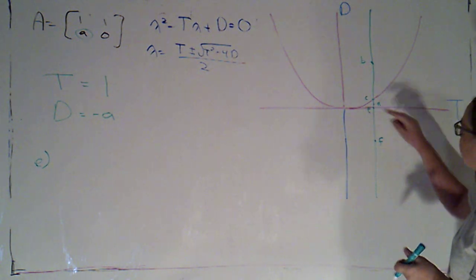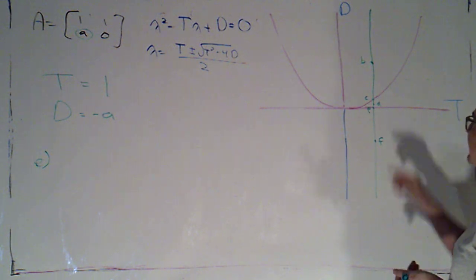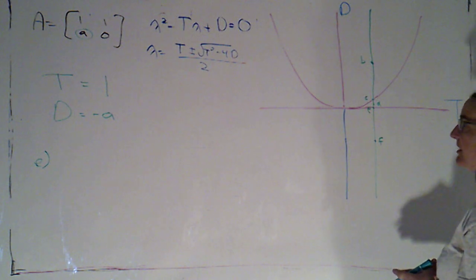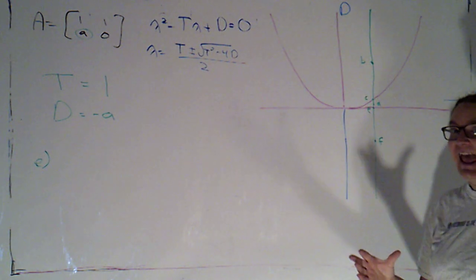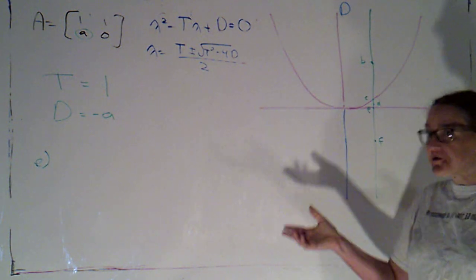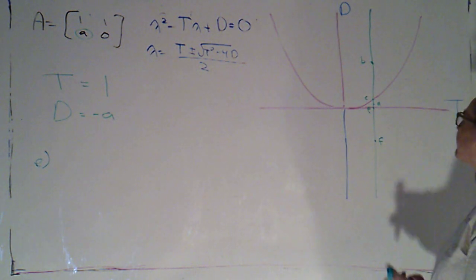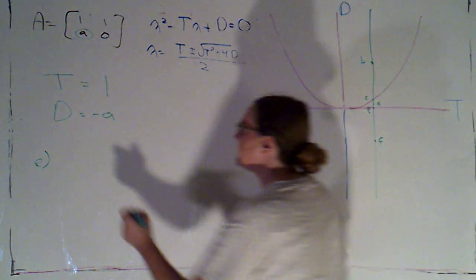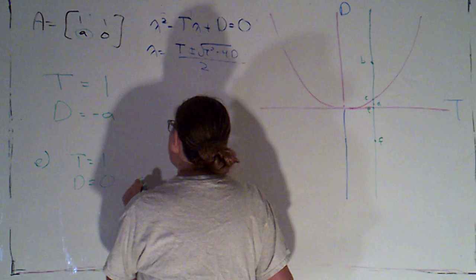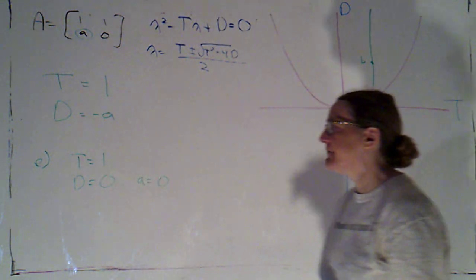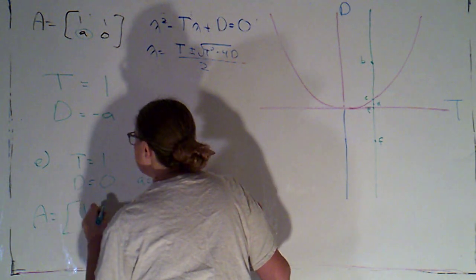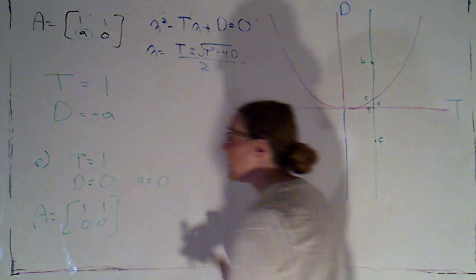Okay. What's neat about being on a critical locus is that I can actually figure out exactly what A value puts me there, and then I can figure out the exact phase portrait. So I'm not just coming up with, in general, this is the sort of thing I have, but this is exactly what I have at that point. Notice that at that point, T is 1 and D is 0, so that means that A is going to have to be 0. So the matrix that we're talking about in this case is [1, 1; 0, 0].